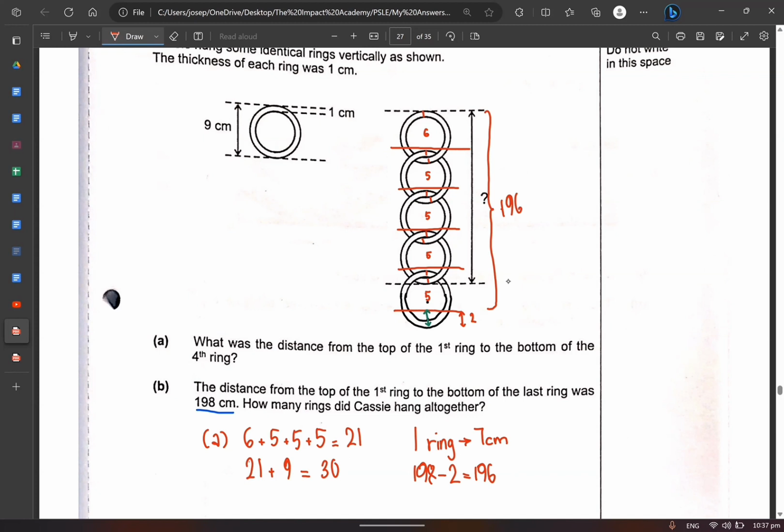Agree? Now, since one ring is 7 cm, to find the number of rings we will just simply have to do 196 divided by 7, and we will get to a beautiful answer of 28 rings.